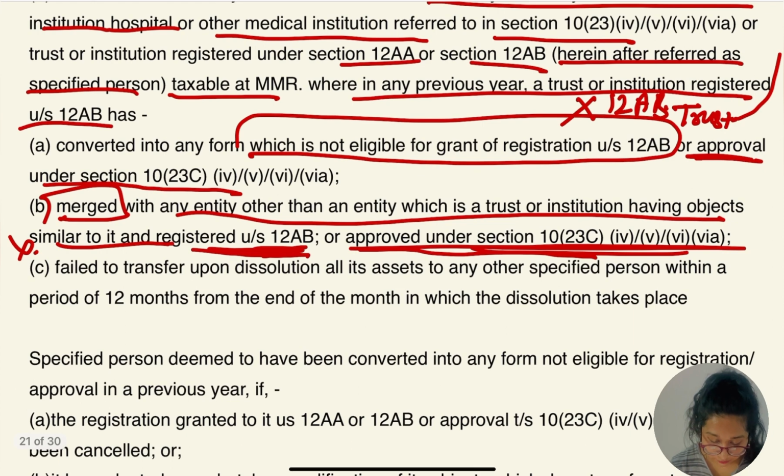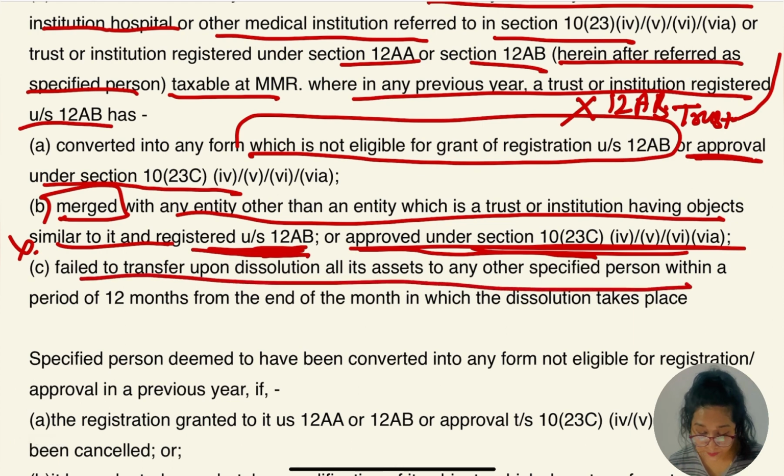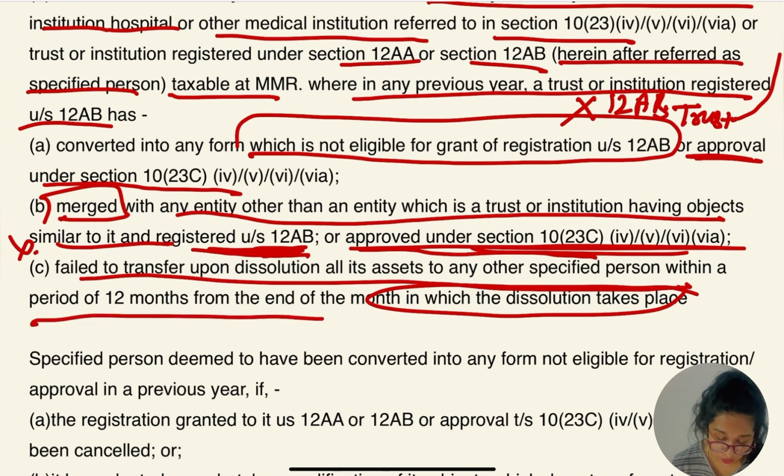Okay. Again, failure to transfer, upon dissolution, its assets to another specified person within a period of 12 months from the end of the month in which dissolution takes place. So after dissolution takes place, within 12 months they have failed to transfer the assets to a specified person. If any of these three conditions is fulfilled, in that case the trust is going to be taxable at the rate of MMR.